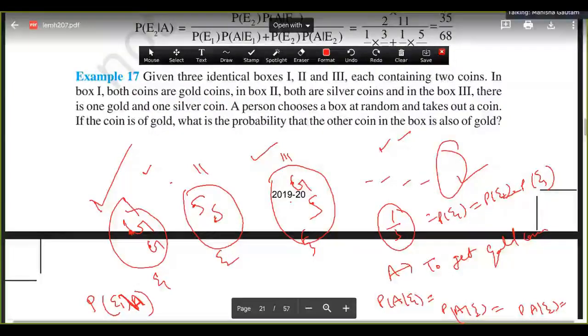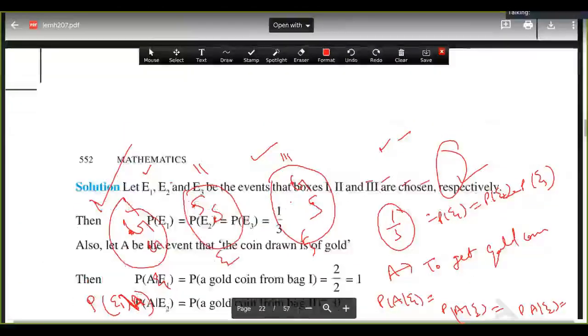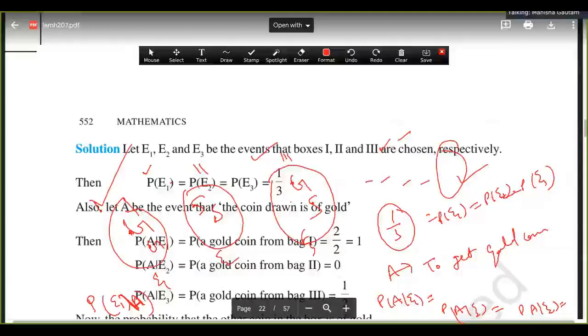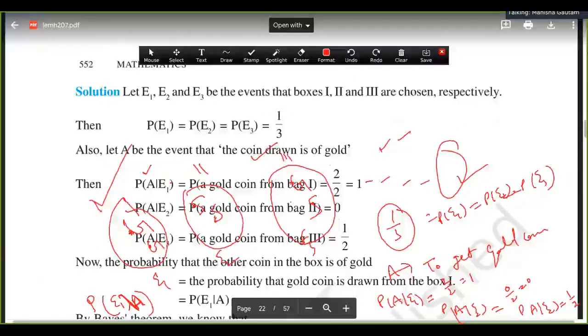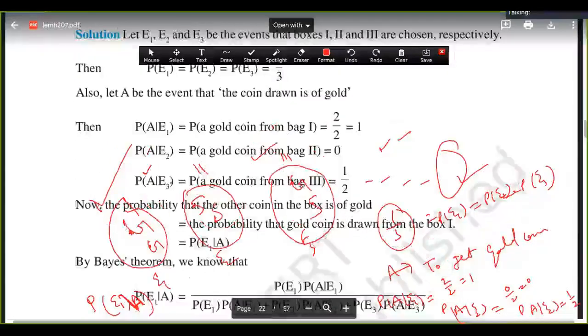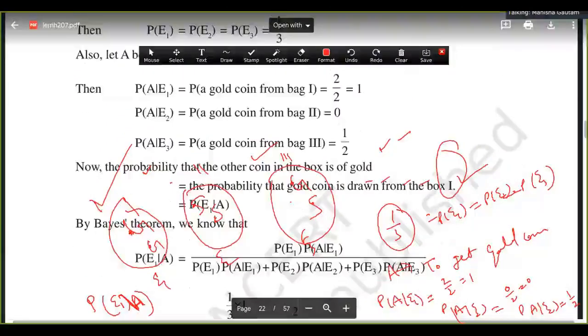Now, what is the case to solve probability of A if E1? First case, probability of getting a gold coin, 2 out of 2, is 1. Probability of a gold coin from the second box is not possible because both are silver coins, so 0. And to get the gold coin from the third box is 1 by 2. Now here is the calculation for E1 if it is a gold coin. This is the formula.